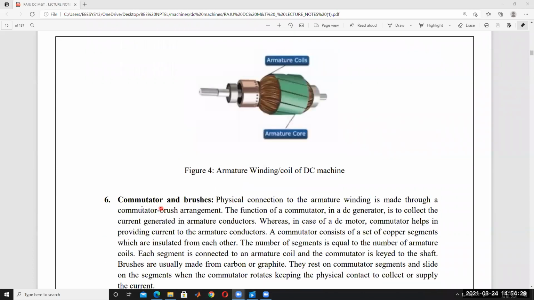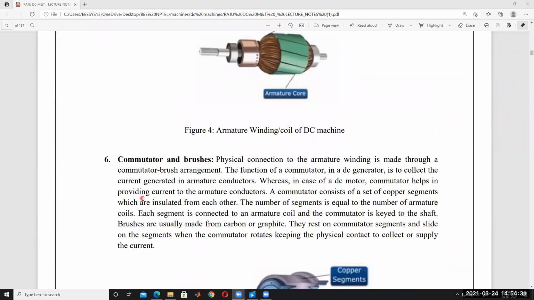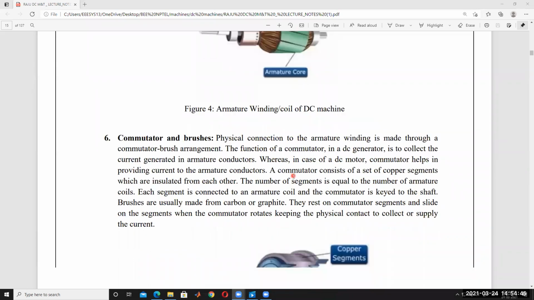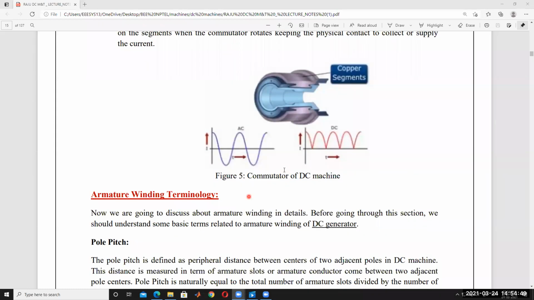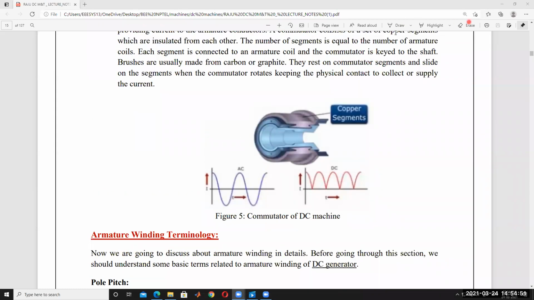And the commutator. The commutator is a converter. It converts AC to DC or DC to AC based on the type of machine, that is, generator or motor. So this is about DC machine construction.